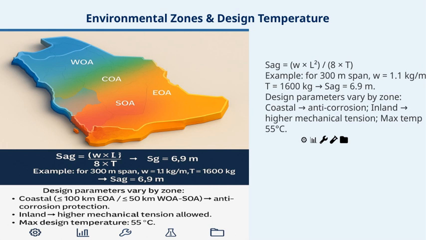It's important to understand that the design parameters will vary depending on the environmental zone. Coastal areas typically require anti-corrosion measures due to salt exposure, while inland zones might need higher mechanical tension to handle different stresses. Additionally, the maximum temperature we consider for these structures is around 55 degrees Celsius. These environmental considerations are essential because they directly influence the design choices we make to ensure safety, durability, and optimal performance in different settings. So, understanding how these factors interact helps us tailor our approach to each specific zone.